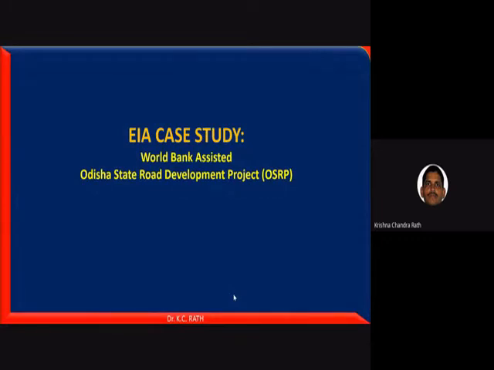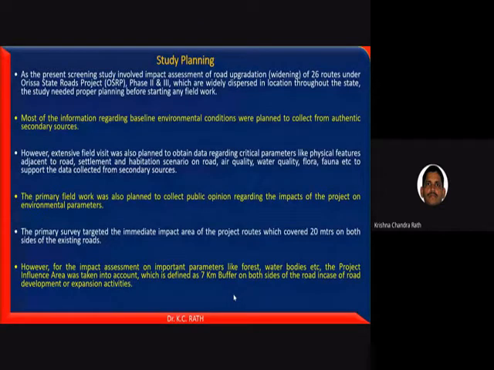Then another project was the Odisha State Road Development Project. I was also involved, partly, in the field work of this project. Upgradation and widening of 26 routes in OSRP phase 2 and phase 3, which are widely dispersed in location throughout the state. The study needed proper planning before starting any field work. Most of the information regarding the baseline environmental conditions was planned to be collected from authentic secondary sources.